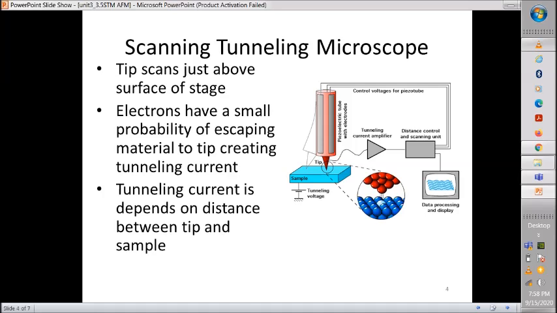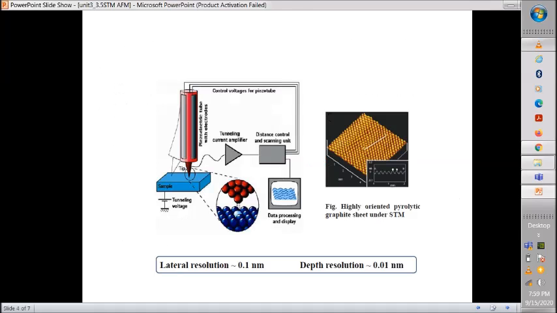A minute distance has to be maintained between the conducting tip and the sample, and we have to check whether the conduction is occurring or not. So the tip scans just above the surface of the stage. The electrons have a small probability of escaping the material to the tip, creating a tunneling current as it is a sharp edge. The tunneling current depends on the distance between the tip and the sample.